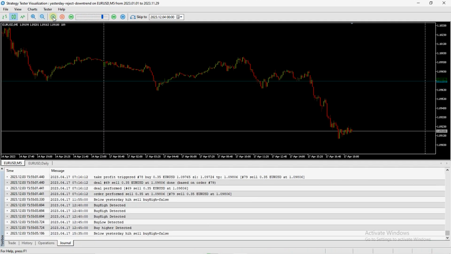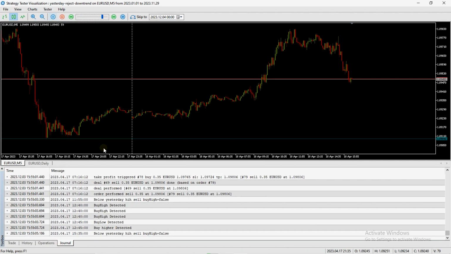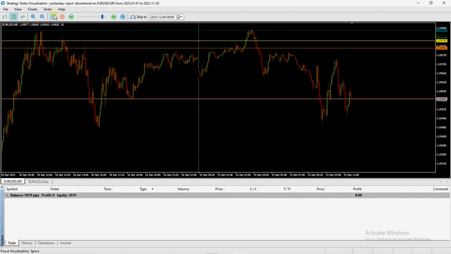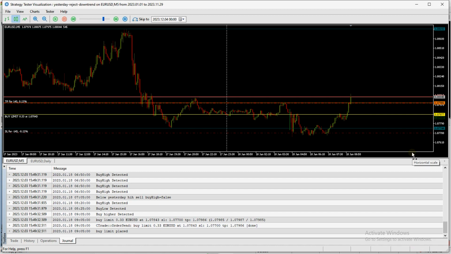Now I will test the strategy for the past years using the Expert Advisor so we can see how it performed. You can see price went below yesterday's low, was rejected, and created an uptrend here, and it placed a buy limit at this low.